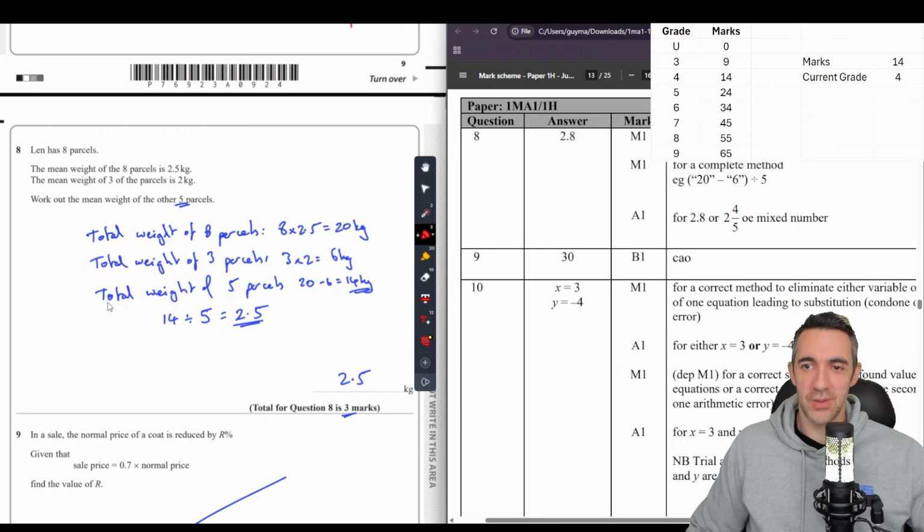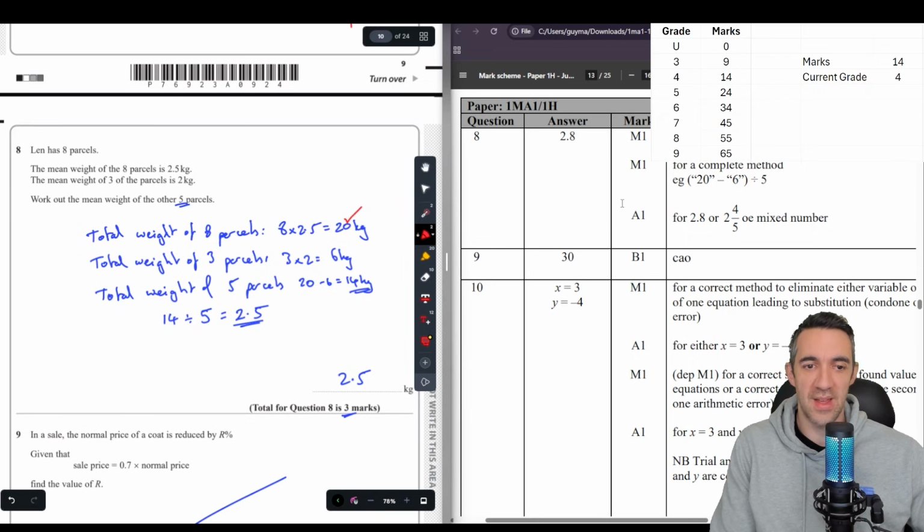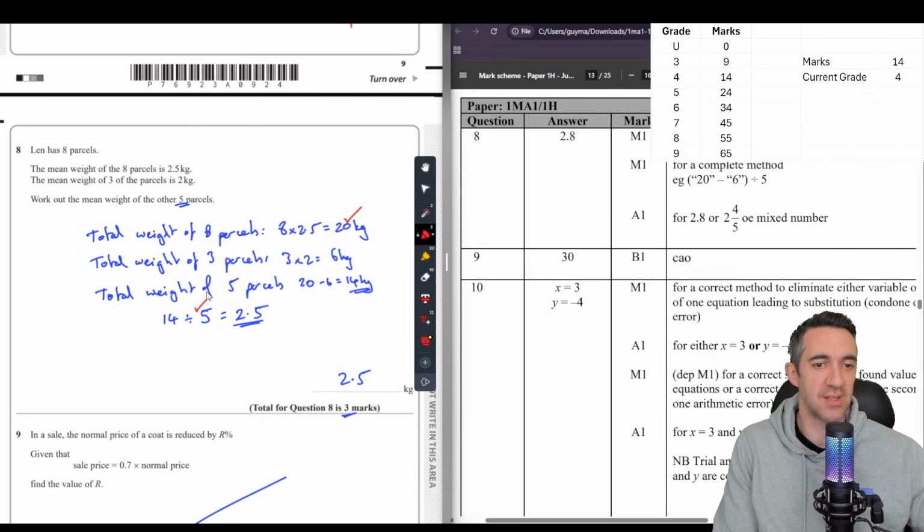Mean weight of, oh yeah, the parcels one. Right, so 8 times 2.5. Yeah, we did that. So that's 20. And then a complete method. You see, I wasn't sure about the divide by 5. You had to have the divide by 5. So you have to have your 20 minus 6 and then divide by 5 for the complete method. So it wouldn't have been enough to just get the 14. Yeah, and then we divide by 5 and we got it wrong. So then we put a cross there. Fantastic. There's our 2 marks for that.